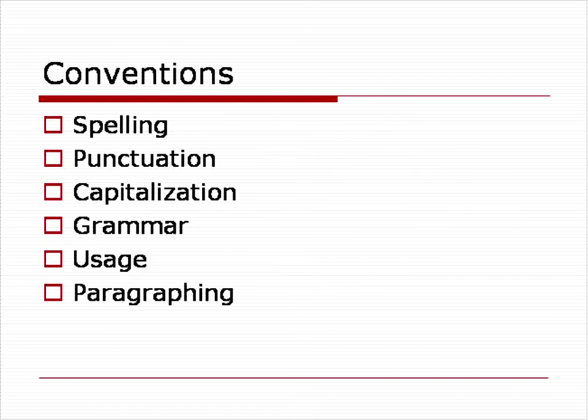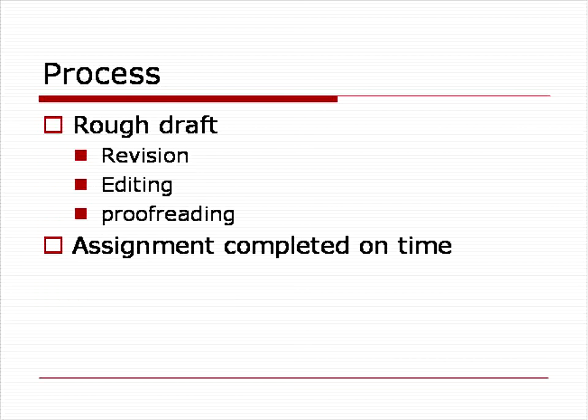Conventions or mechanics refers to spelling, punctuation, capitalization, grammar and usage, and paragraphing, the things that our student writer needs to go through and correct. And this is very definable, very clear. And then the final criteria is process, which has to do with, is there a rough draft? Has that been revised and edited? Is there clear evidence of proofreading? And has the assignment been completed and submitted on time?